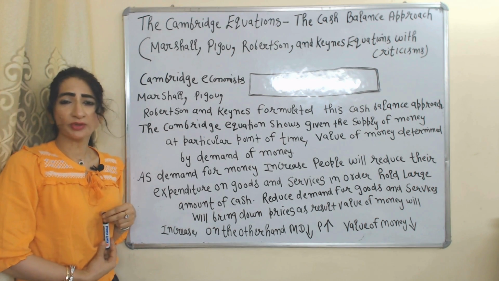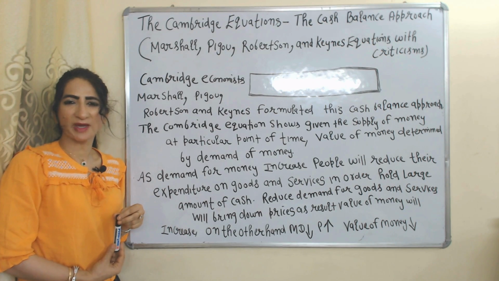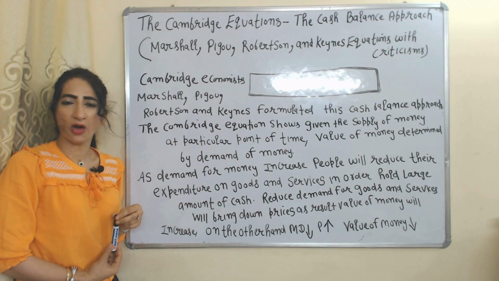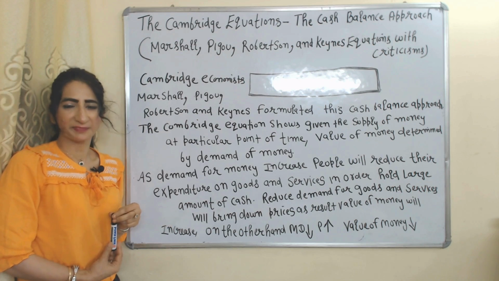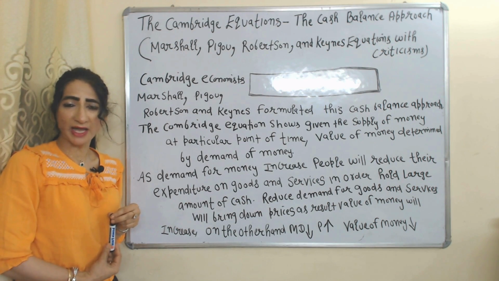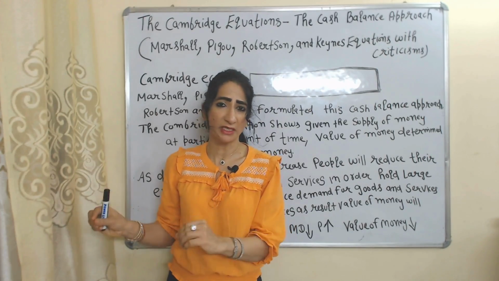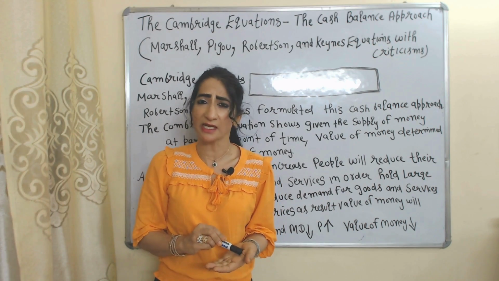Today we are going to talk about Cambridge equations, or we can say the cash balance approach. This approach was formulated by Cambridge economists like Marshall, Pigou, Robertson and Keynes. According to this approach, at a given money supply, the value of money is mainly determined by money demand.